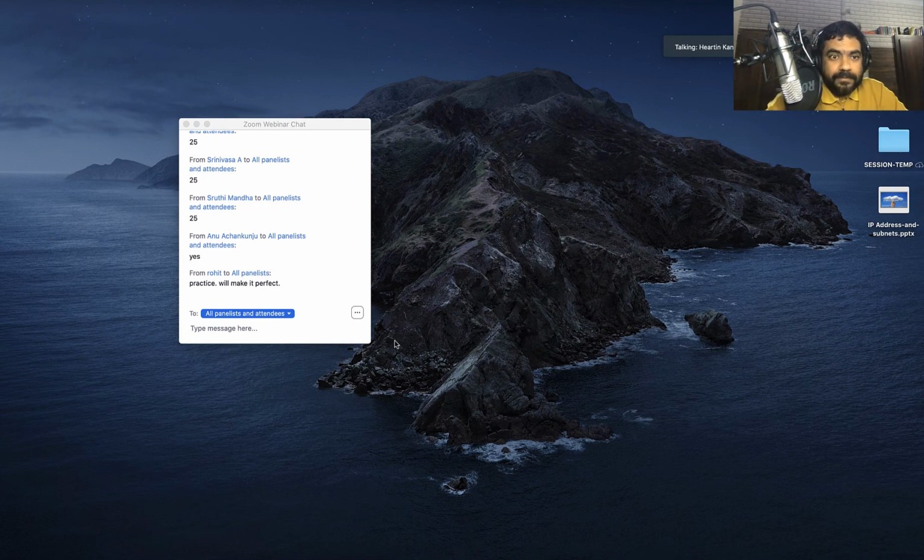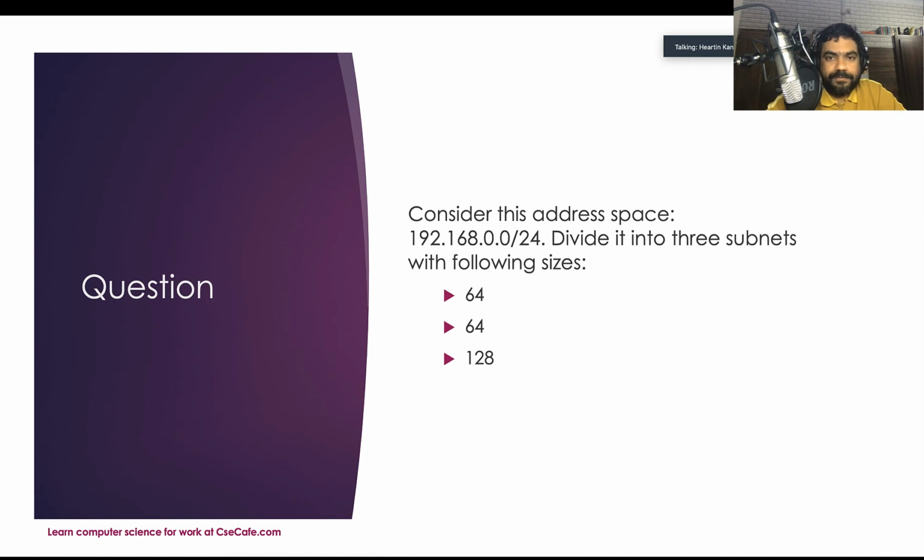So tell me, now you know all the things. Now you know the logic. You need to divide it into 3 subnets. First subnet should be 64, second subnet should be 64, and third subnet should be 128. How will you divide?